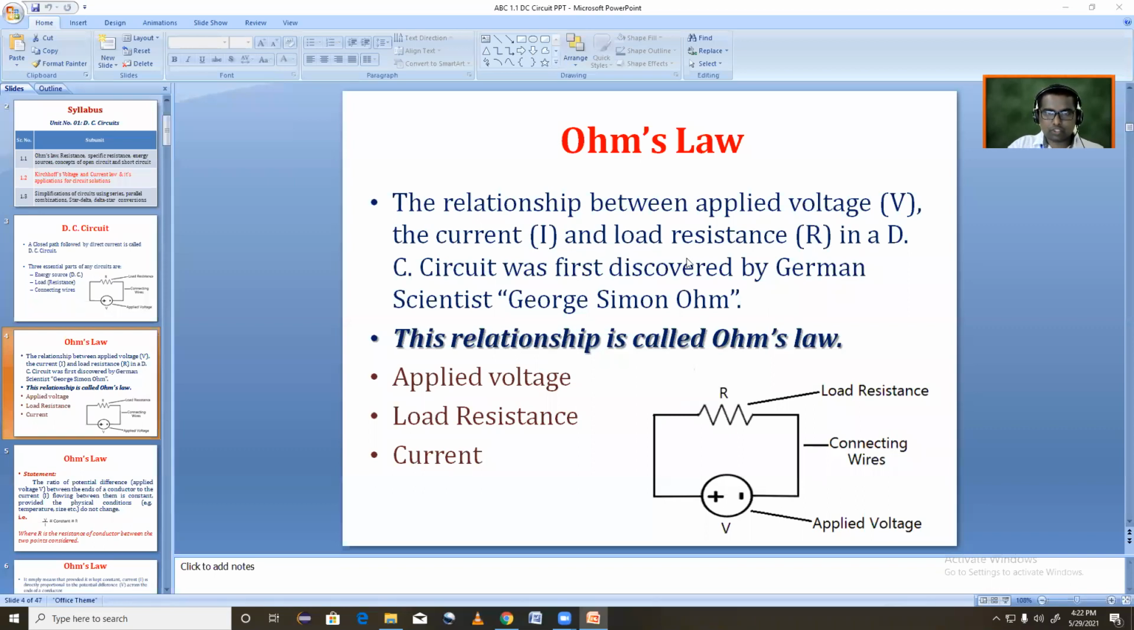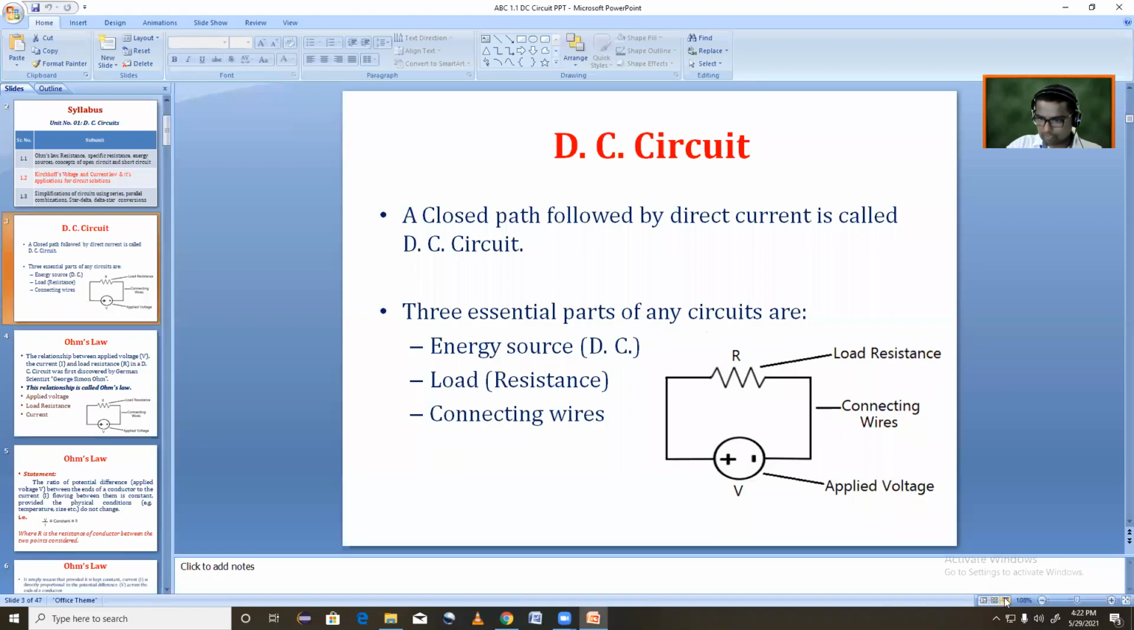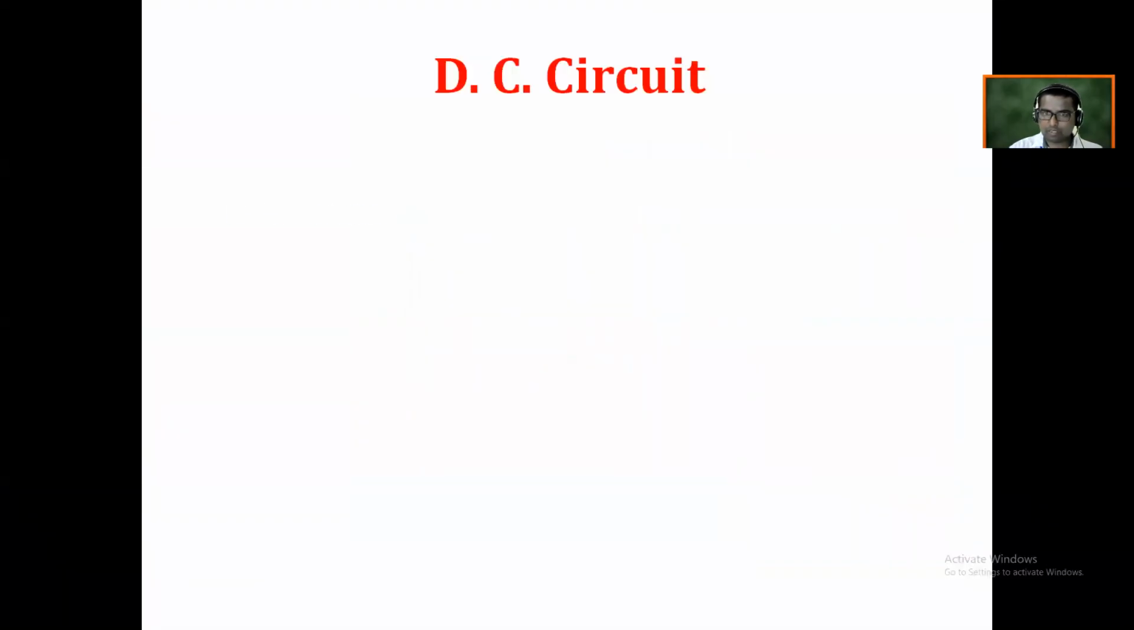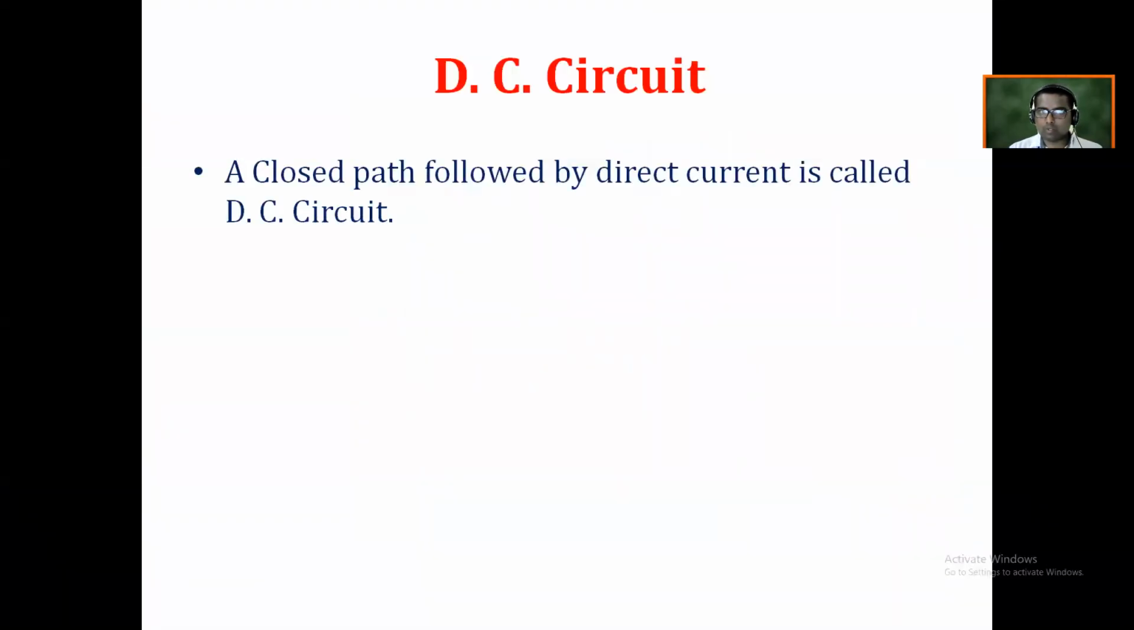In the previous session, we discussed the DC circuit and Ohm's law. Is it right? Let me try to revise this concept. A DC circuit means what? A closed path followed by the direct current. We call it a DC circuit.